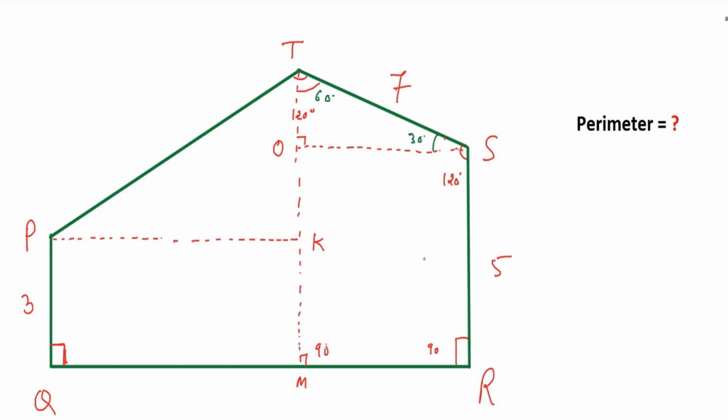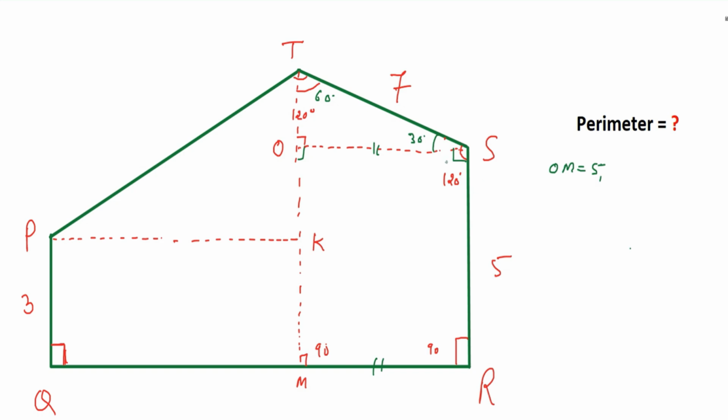And one more thing: here angle MRS, the entire angle, was 120 degrees, and this part is 30 degrees. That means this angle will also be 90 degrees. Similarly, this angle is 90 degrees. That means in general MRSO is a rectangle. So here side length OM is equal to side length SR. That means OM is 5 units of length. And here OS is equal to MR. So these two lengths are also equal.